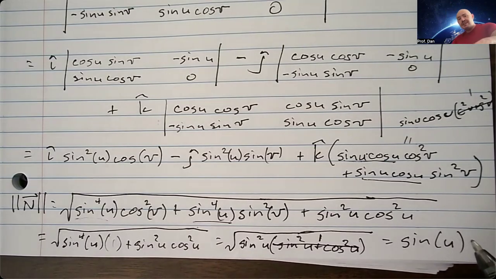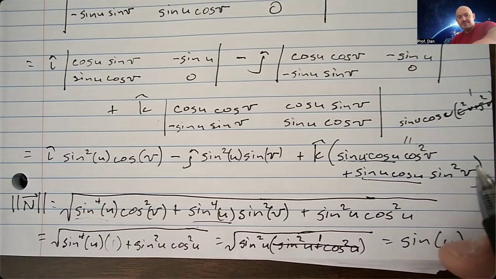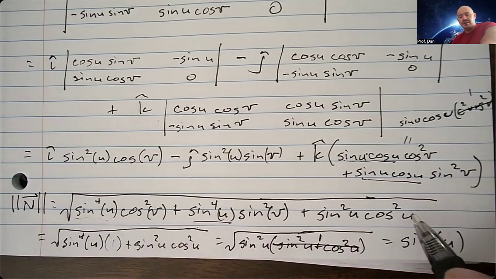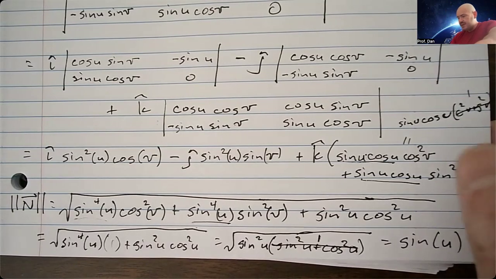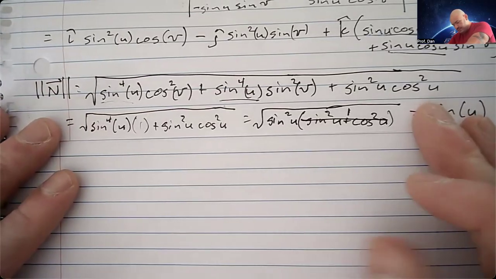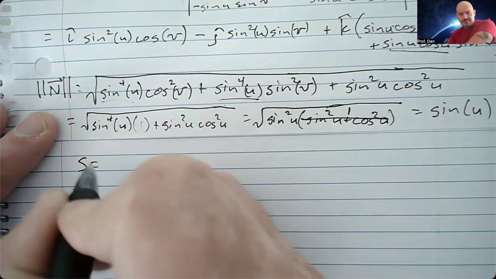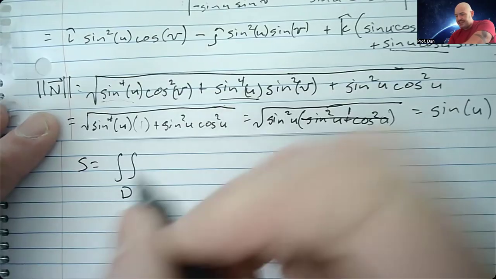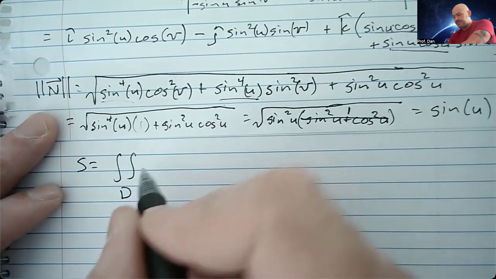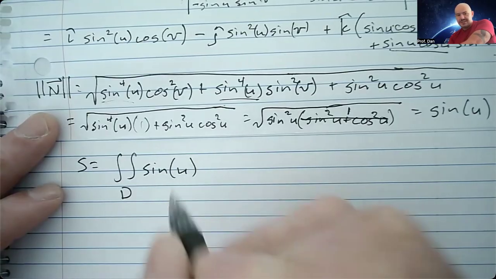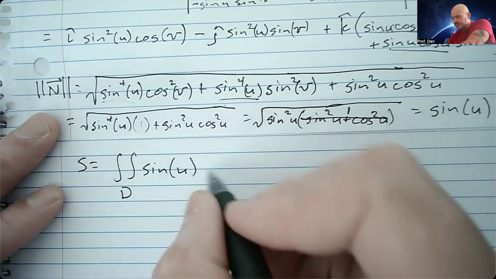So using our trig identities, we were able to simplify this big, gross, nasty looking magnitude to something really simple. Now that we've been able to simplify the normal vector, we'll continue on with finding the surface area. So the surface area, if you remember, is equal to the double integral over D of the magnitude of the normal vector, which in this case was sine of u, dA.